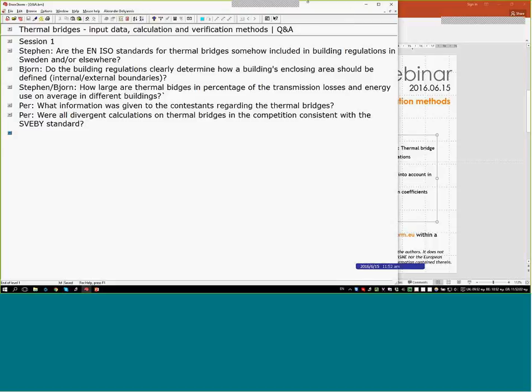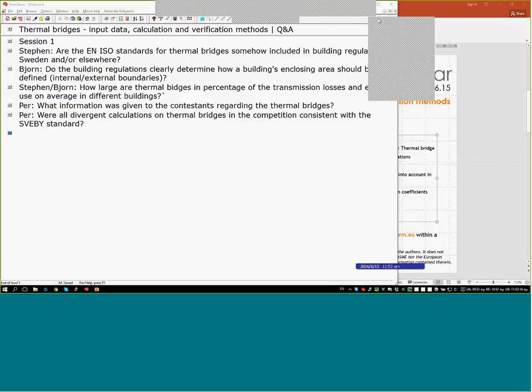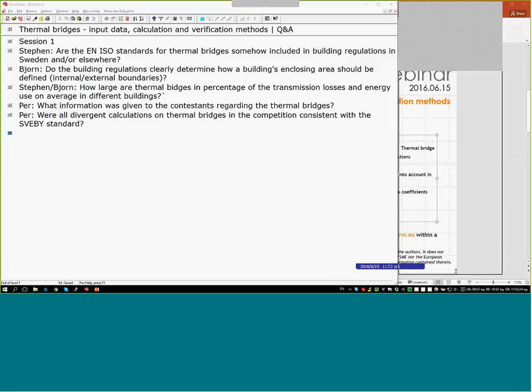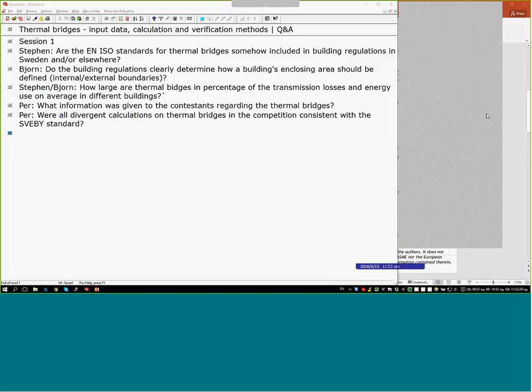A question for Steven. Are the EN ISO standards for thermal bridges somehow included in building regulations in Sweden and/or elsewhere? As far as I know, the ISO standards are not included in building regulations for thermal bridges. It's quite vague, actually. They just say that you should calculate the thermal bridges or use a 15%. I don't know if it gives the actual number, but it uses a certain percentage value to take that into account. Björn might know more about that. I think he's a bit more specialized on standards than I am.